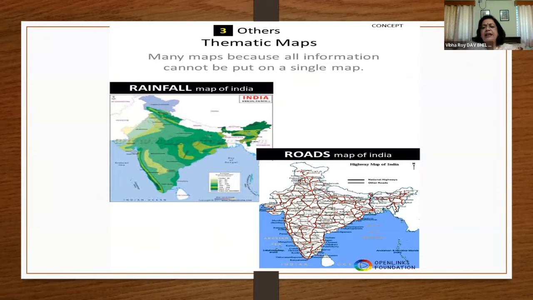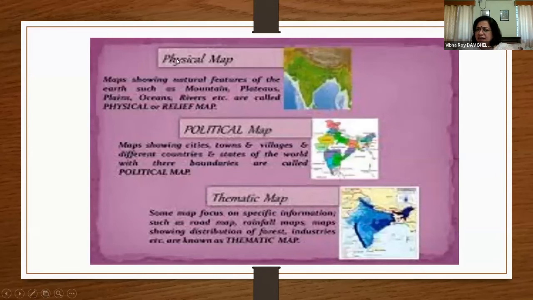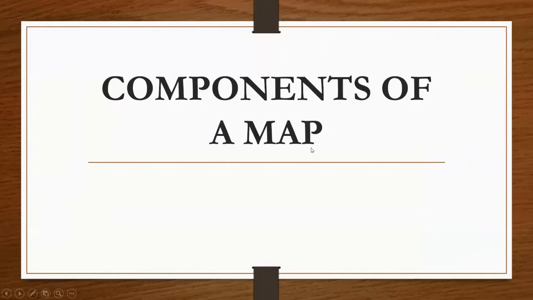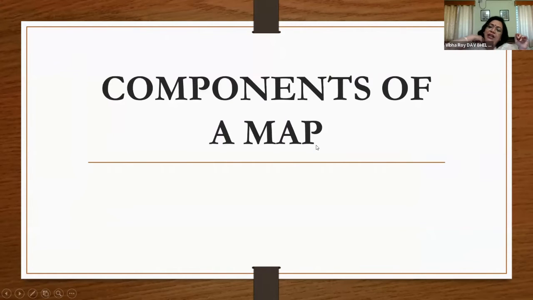So rainfall, one type of map. Roads, you have a different map. So these are more detailed maps. So what are the different types of maps? Physical, political, thematic. Now we come to the next topic.